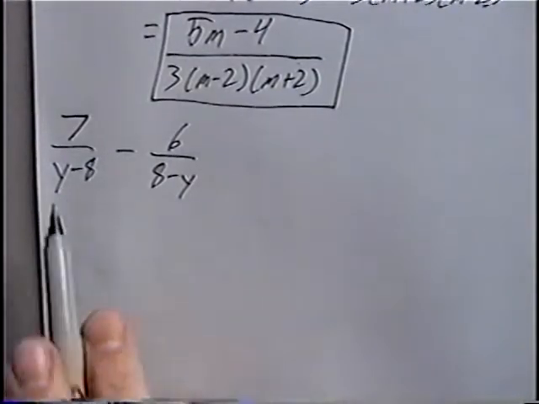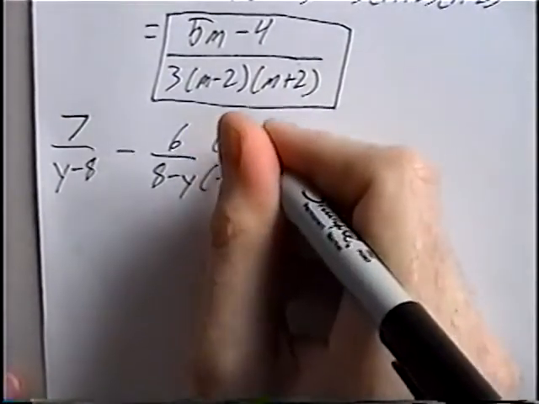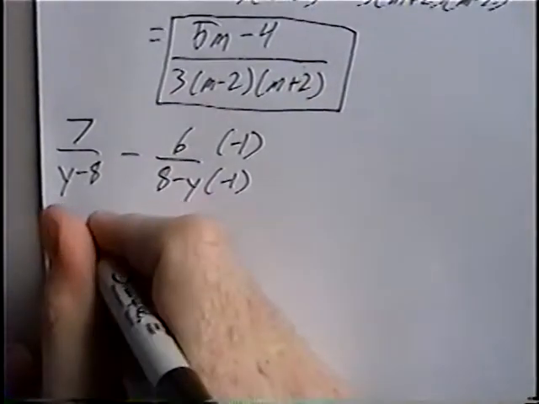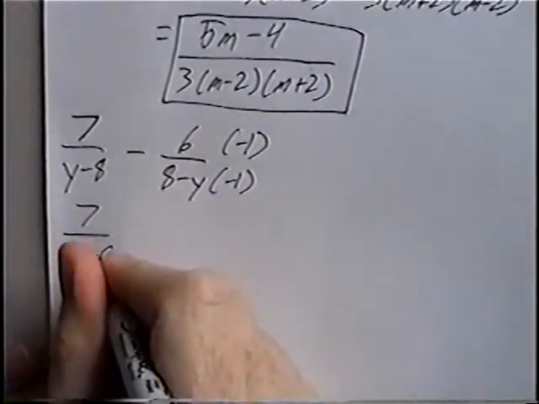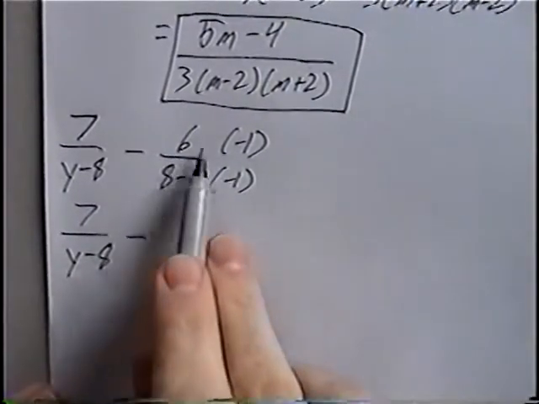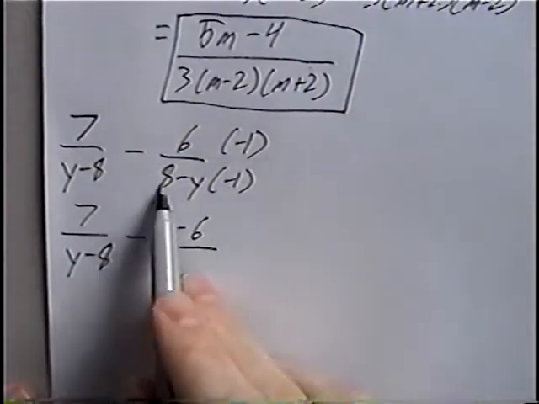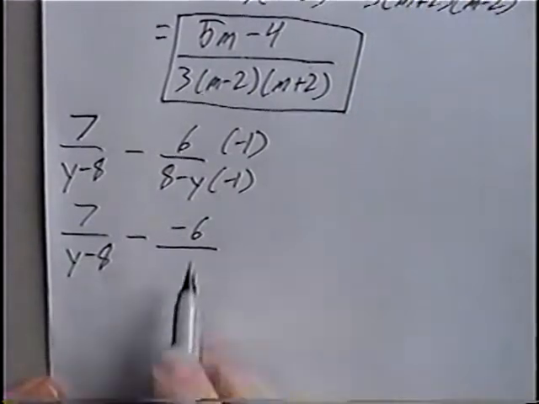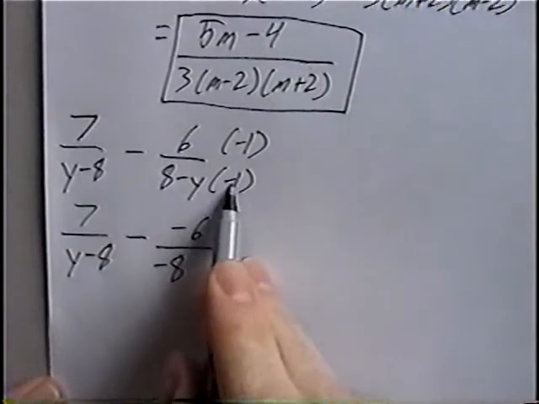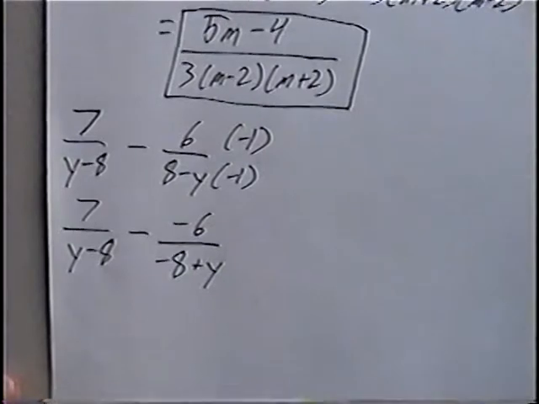If the denominators are off by a negative, what you can do is multiply by negative 1 in the numerator and denominator of either fraction, but we'll do it to the second fraction for this one. First fraction stays the same. The negative out here, or minus sign, would stay the same. 6 times a negative 1 would be negative 6. And if you distribute this negative to the denominator, you have negative 1 times 8, which would be negative 8. Negative y times a negative 1 would be positive y.